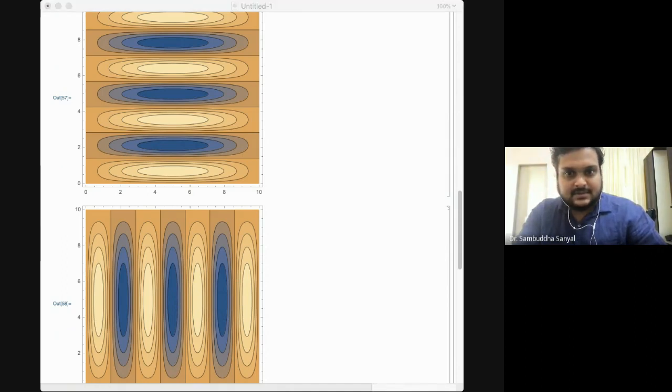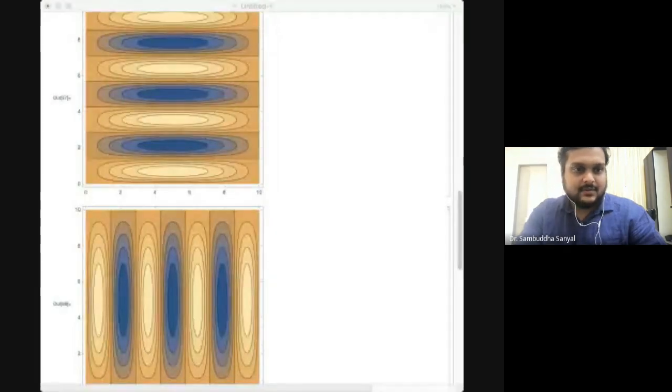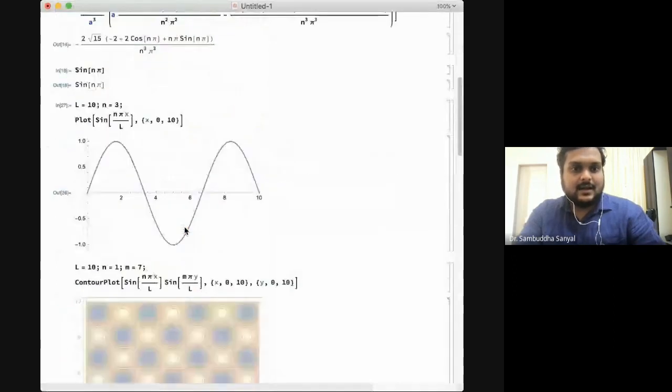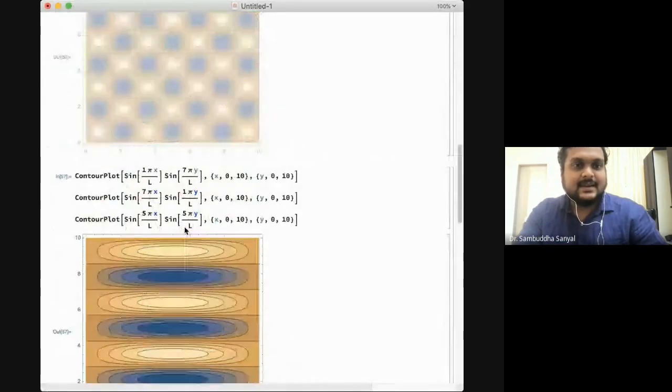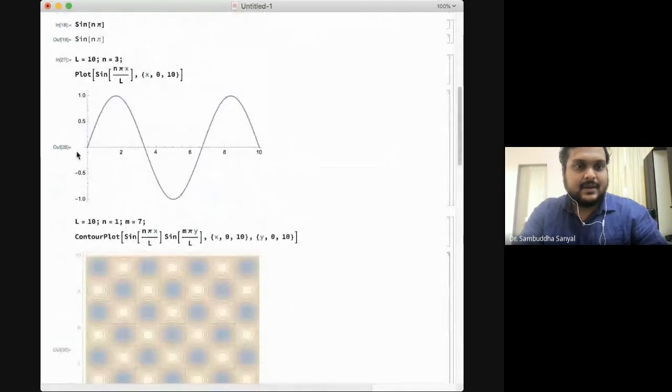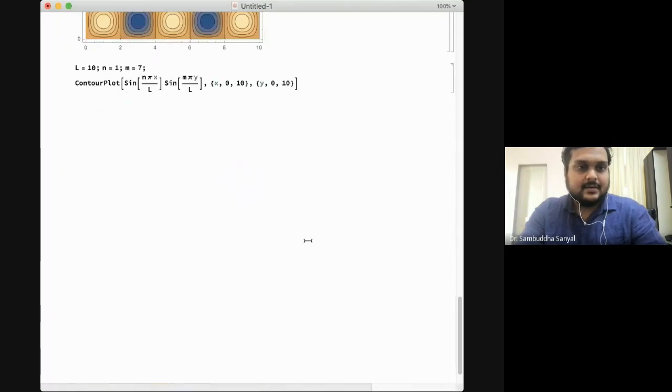What else do I need to show in the plots? Let's check once. Okay, one more thing I want to show. What if this is a rectangular well? Rectangular well means I have Lx and Ly, so that symmetry is immediately broken. Let's say I define Lx equal to 10 and Ly equal to 15.